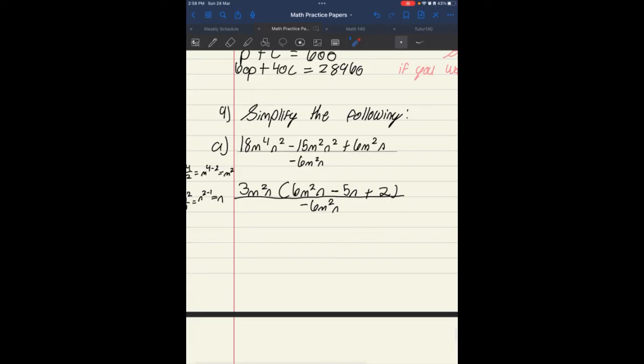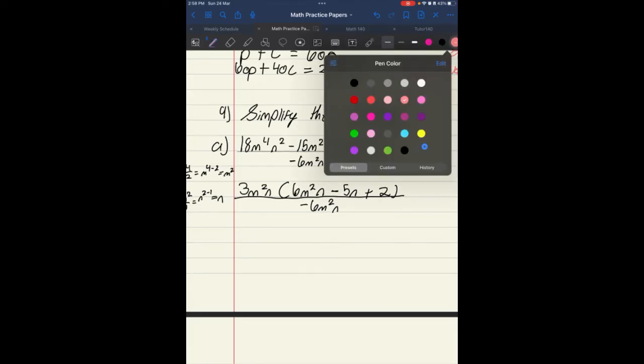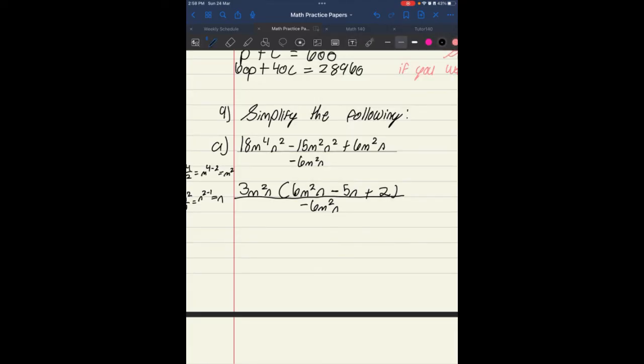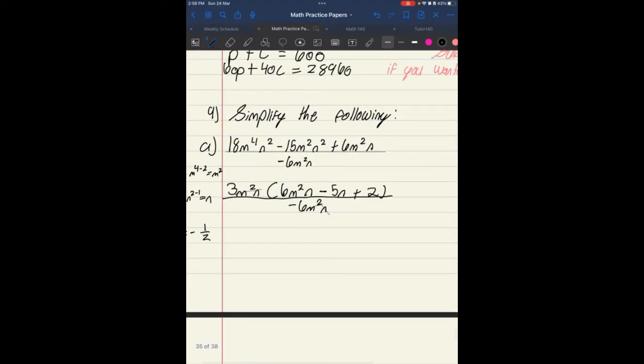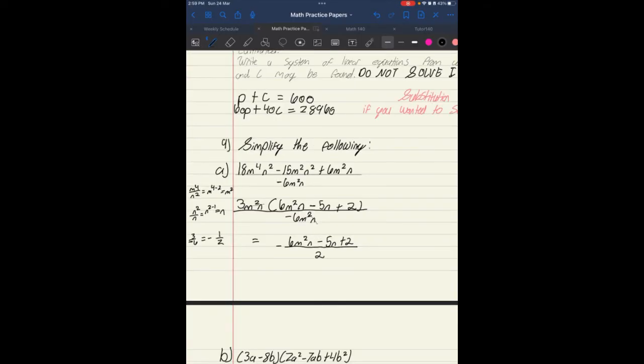So now the m squared n would cancel out, right? And we're just left with 3 over 6. So 3 over negative 6. And 3 over negative 6 is just negative 1 over 2. So we're left with negative 6m squared n minus 5n plus 2 divided by 2. This is our final answer right there.